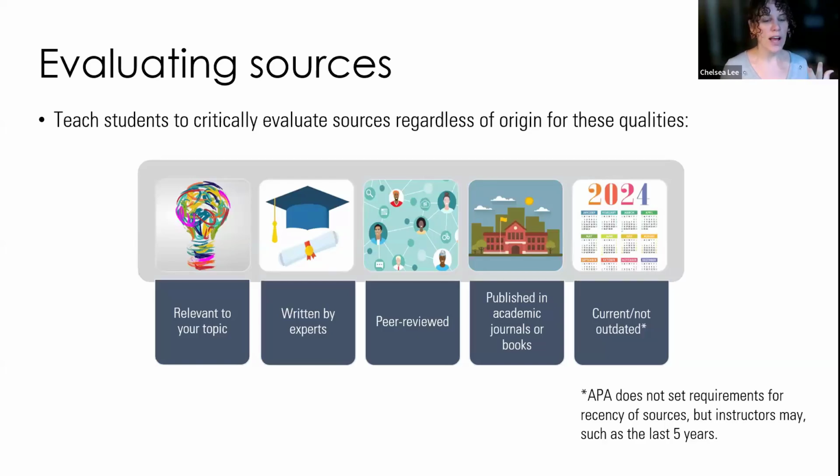Knowing whether the source has been published in an academic journal or a book which has been peer reviewed is key. And then looking at when this was published: is this science current? Making sure that it's not outdated. And I feel like it could be a nice activity to pick one example source and go through it together as a class and look at each of those qualities.